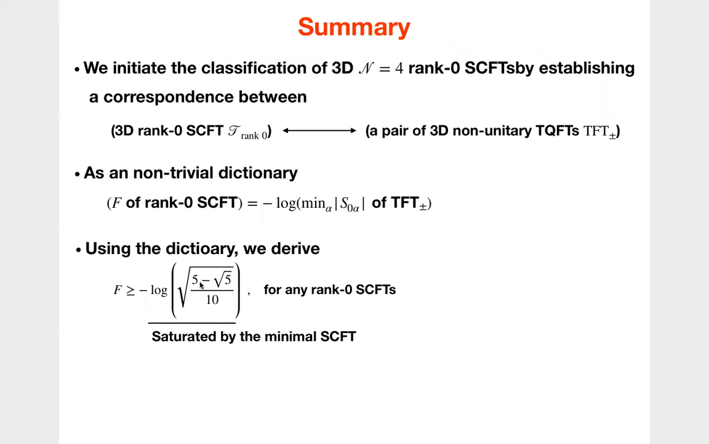Let me finish my talk by summarizing. We initiated the classification of 3D N=4 rank 0 CFTs by establishing a correspondence between rank 0 CFTs and a pair of non-unitary topological field theories appearing at a certain limit. As a non-trivial dictionary, we proved that the F of the rank 0 CFT can be related to the S matrix of a non-unitary TQFT in a simple way. Using this dictionary, we can derive a lower bound for F for any rank 0 N=4 CFT, and this bound is saturated by the minimal CFT, which I explained in the introduction.